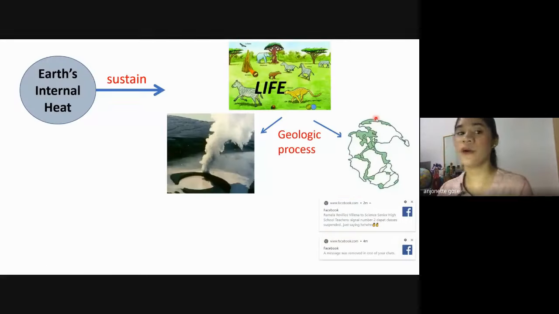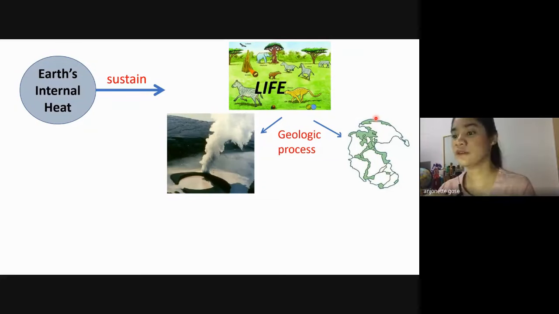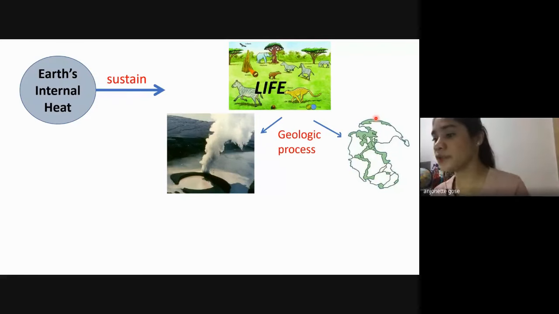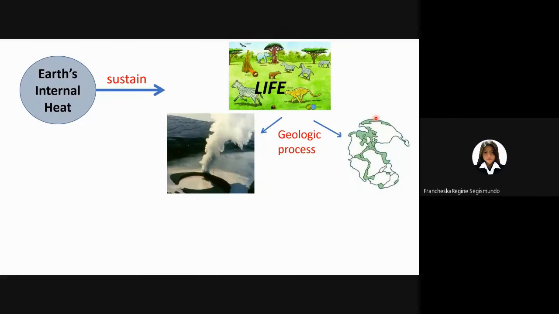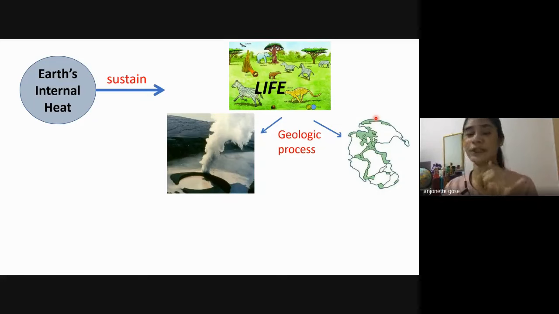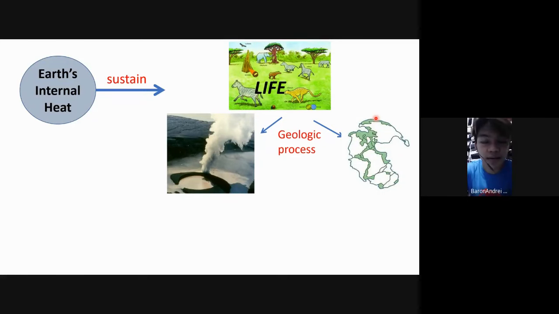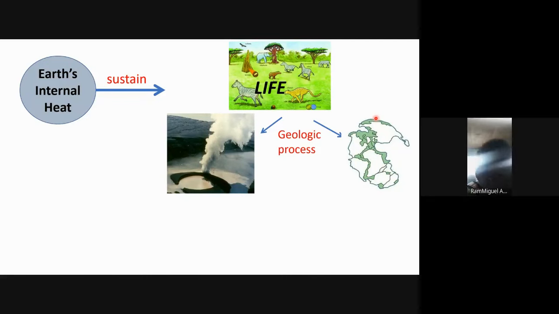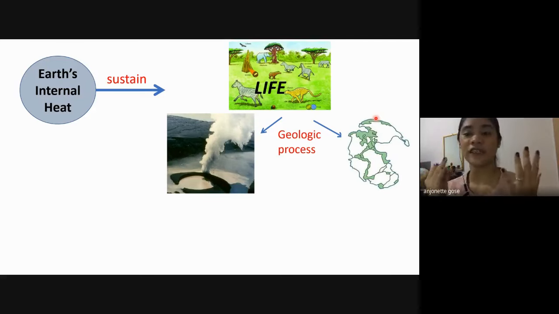Can you please name the seven continents? Please name one. Asia. Africa. Okay, we have Asia, Africa. What else? North and South America. Okay, North and South America. So we have the four. Antarctica, correct. Europe. And the last, Australia. So these are the seven major continents.